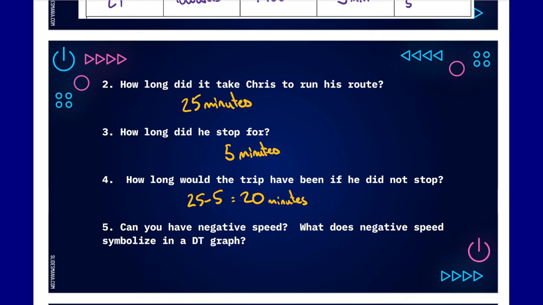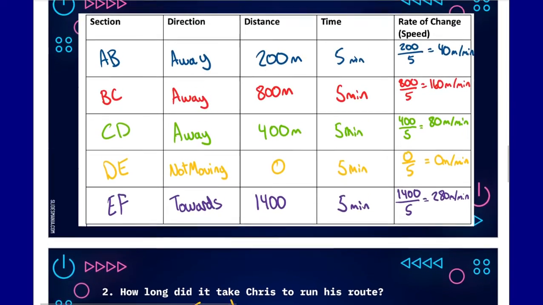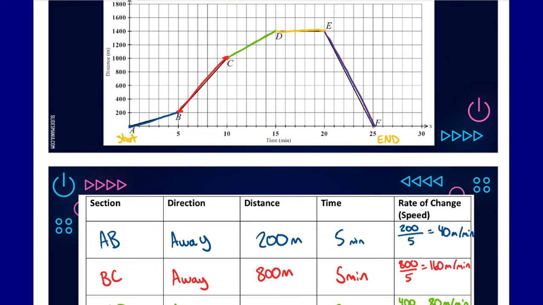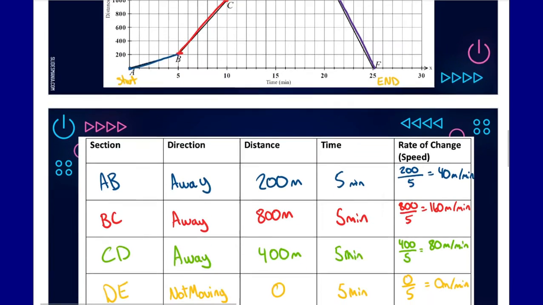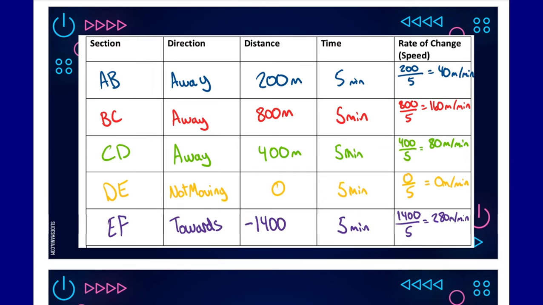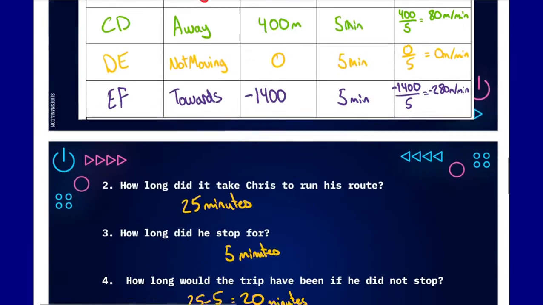Can you have a negative speed? And what does negative speed symbolize in a distance time graph? Well, we only have one negative speed, and actually, that would be EF. We kind of made a mistake. EF, we go from 1,400 to 0, so actually, that's a distance traveled of negative 1,400 meters. So negative 1,400 divided by 5 is negative 280, which is fine. That's the slope.